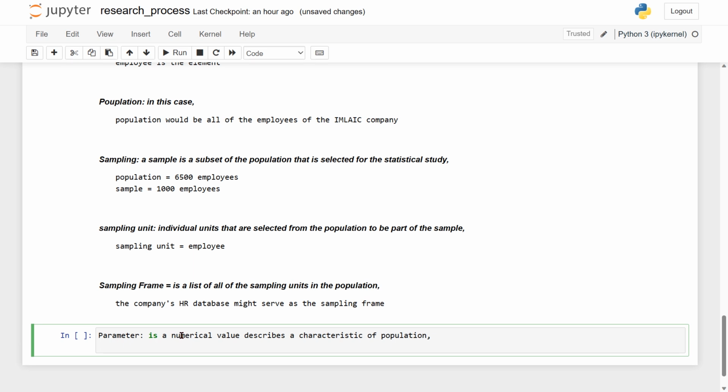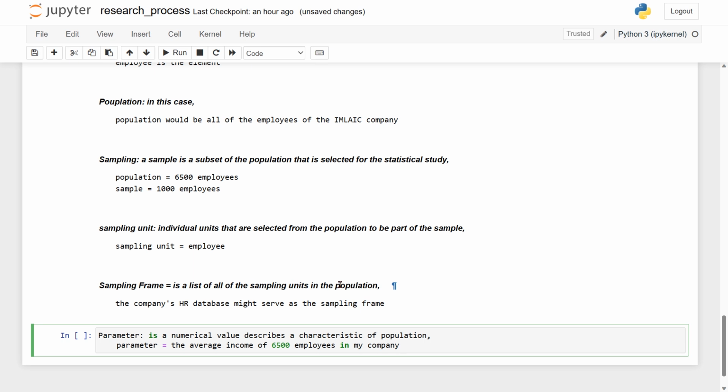Let's take one example. Parameter is equal to the average income of 6500 employees. So in total how much do we have? We have 6500 employees. That's my population. Okay, the average income of 6500 employees in my company is known as a parameter. In a simplistic way, the average income of all the employees in the company would be called a parameter.